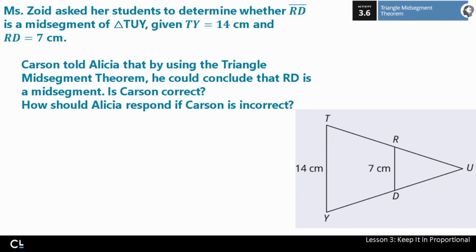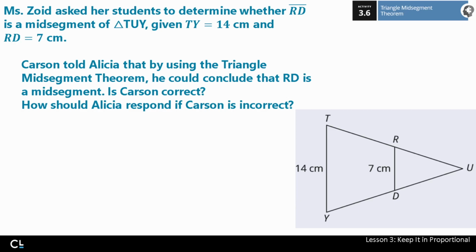Let's look at this problem. It says, Ms. Zoid asked her students to determine whether RD is the midsegment of triangle TY. It says TY is 14 and RD is 7. Carson told Elisa that by using the triangle midsegment theorem, he could conclude that RD is a midsegment. Is Carson correct? And how should Elisa respond if he is incorrect?